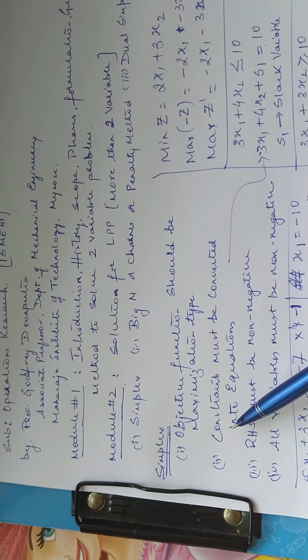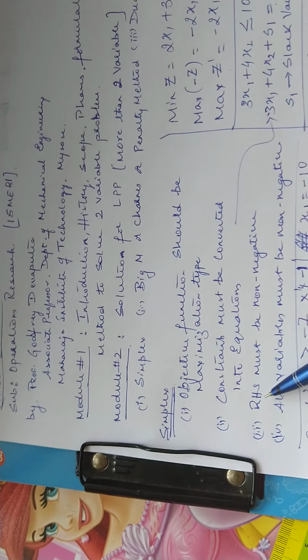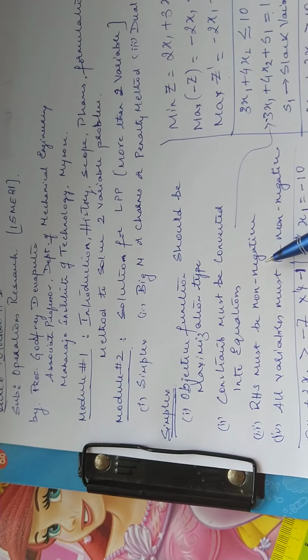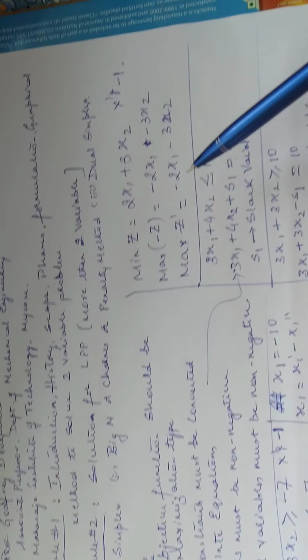The second most important condition is that the constraints must be converted into equations. The third is that the RHS must be non-negative, and the fourth is that all variables must be non-negative themselves.